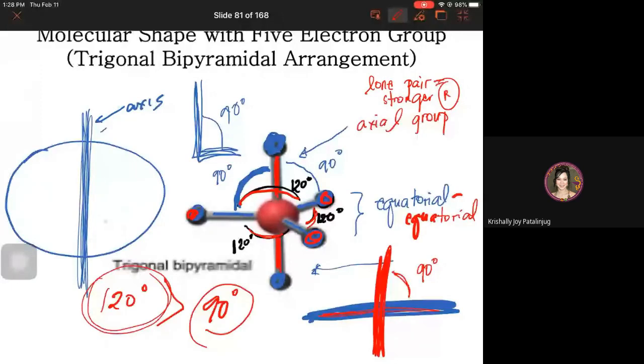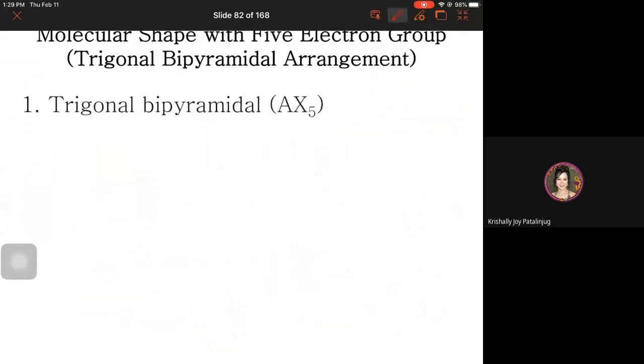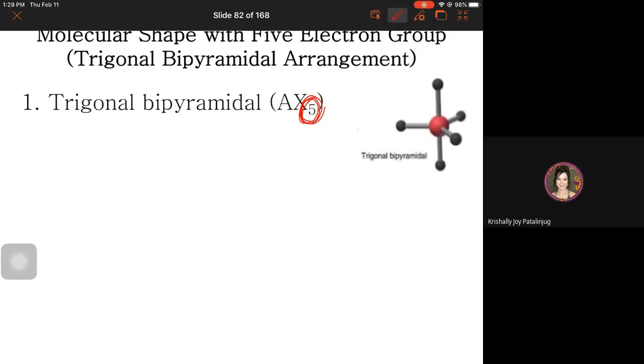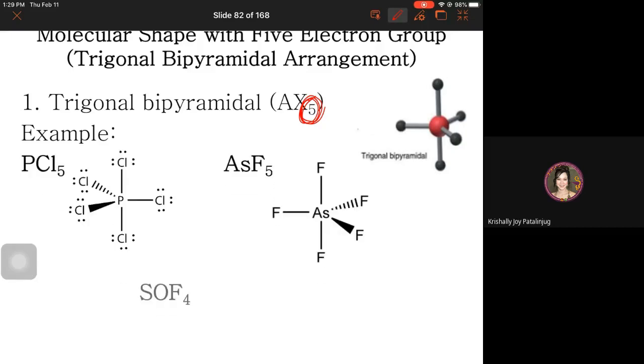So with this, for molecular shapes with five electron groups, there are four possible shapes. First, when all are bonding groups, the central atom has five surrounding atoms, producing the trigonal bipyramidal shape. There is no lone pair on the central atom.